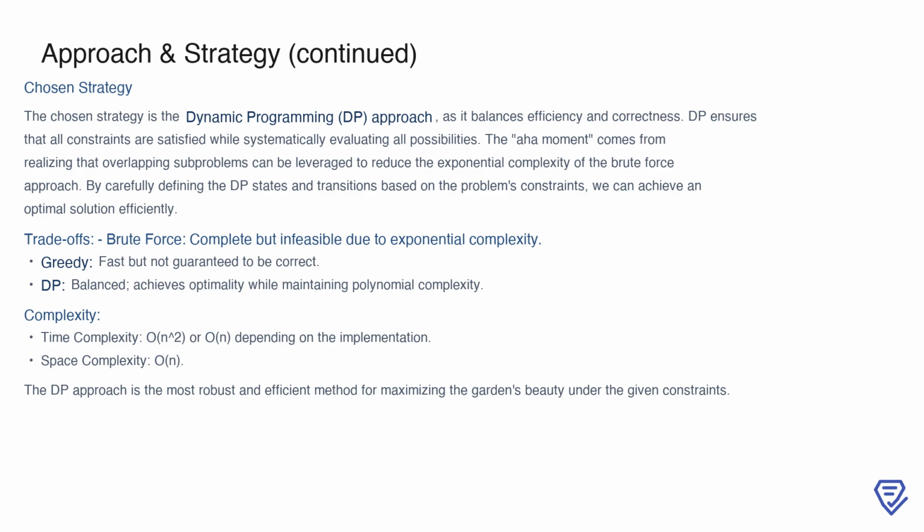the beauty. Comparing the trade-offs, brute force is complete but computationally infeasible, greedy is fast but may fail to find the optimal solution, and dynamic programming stands out as the most robust option, achieving both optimality and efficiency. With a time complexity of n squared, or n, depending on the implementation, and a space complexity of n, dynamic programming provides the most reliable framework for solving the problem and maximizing the garden's beauty under the given constraints.